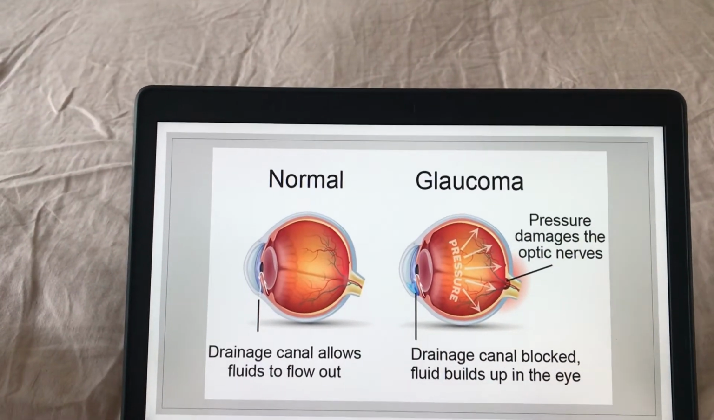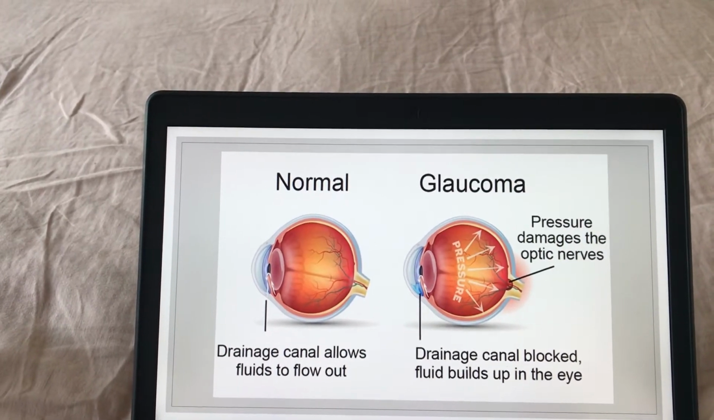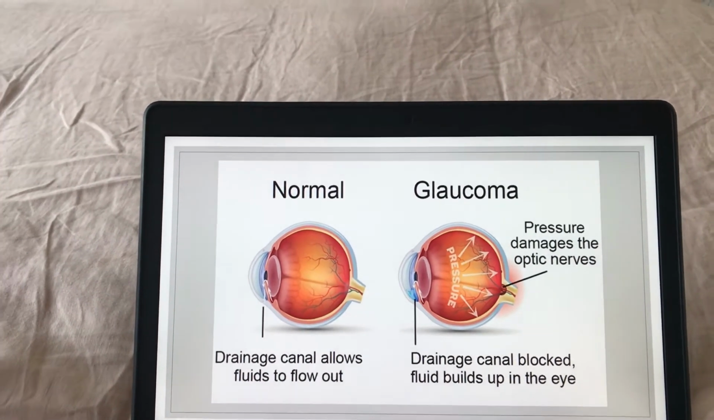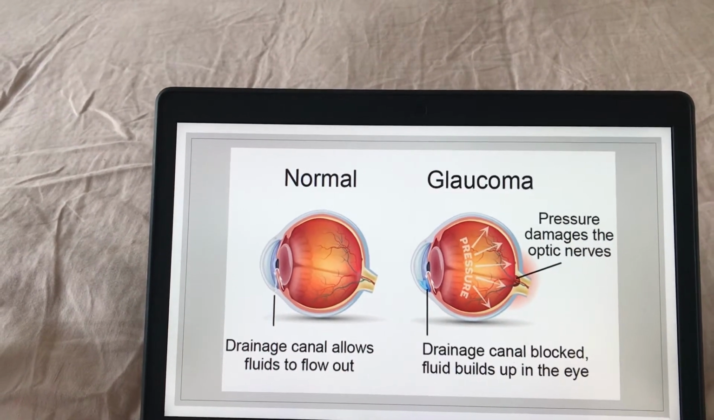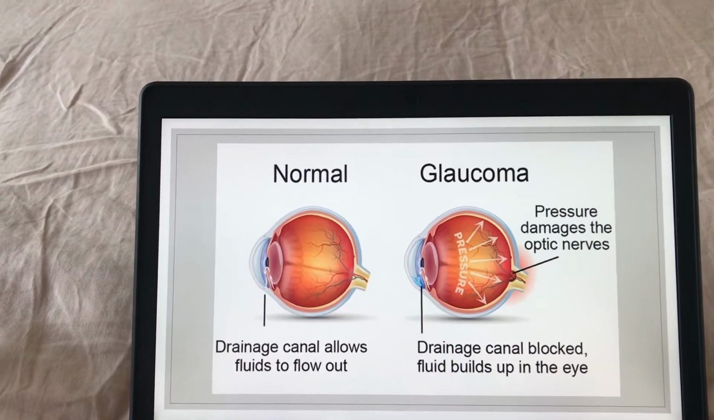So this is just another diagram just showing a normal eye, so the drainage canal allows fluid to flow out. However, in glaucoma, the drainage canal can be blocked and then the fluid builds up and the pressure of that fluid damages the optic nerves.